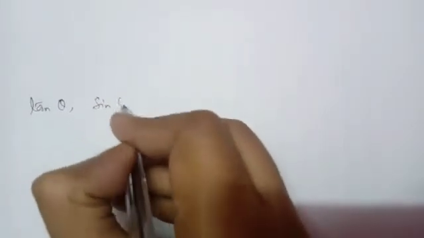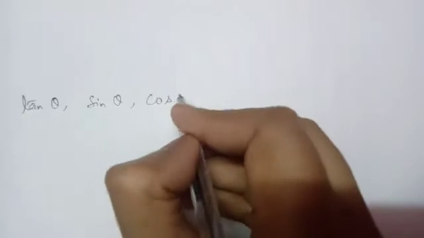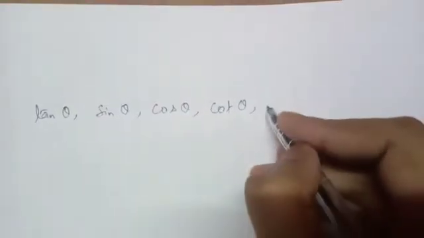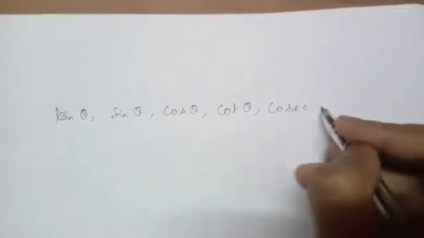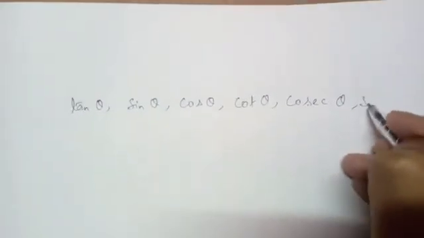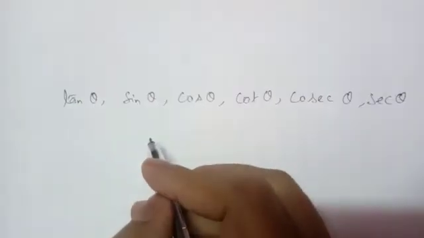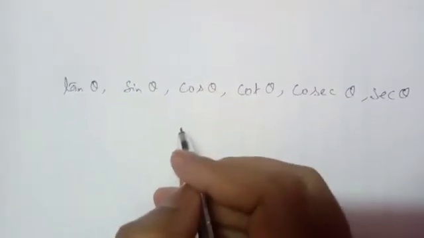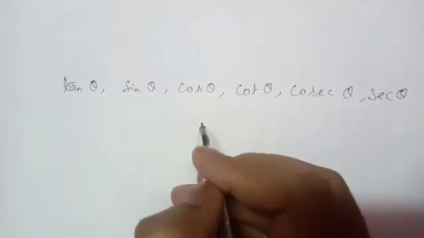As far as we know, the various trigonometric ratios are tan theta, sin theta, cos theta, cot theta, cosec theta, and sec theta. So these 6 trigonometric ratios are there, and we have to learn the identities that are based on these trigonometric ratios, as well as their complementary sets of angles.